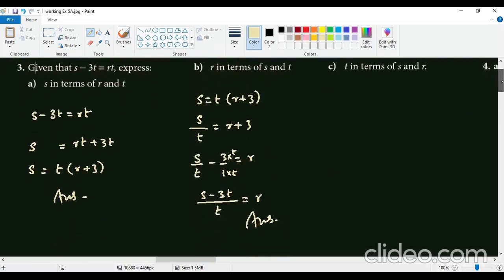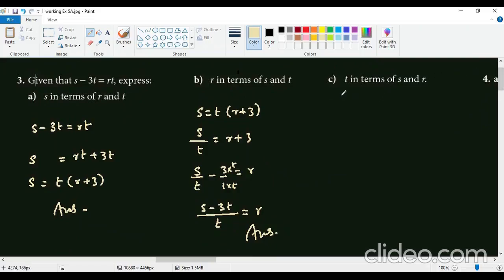Now we need to find t in terms of s and r. So with the first part, I know very well s equals t times r plus 3. So I'll keep t as it is over here and I will take r plus 3 down below, because on this side it is multiplying with t, the other side will go and divide. So this is going to be the final answer. You may write this as s over r plus 3.